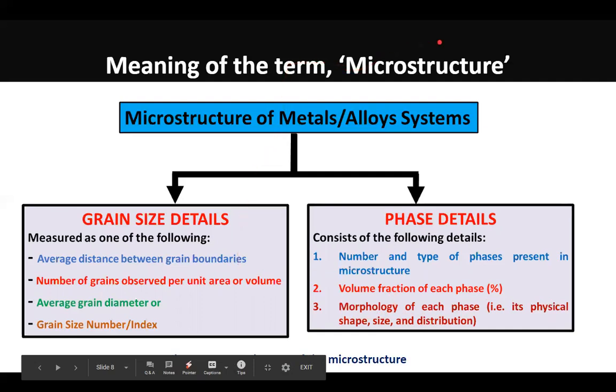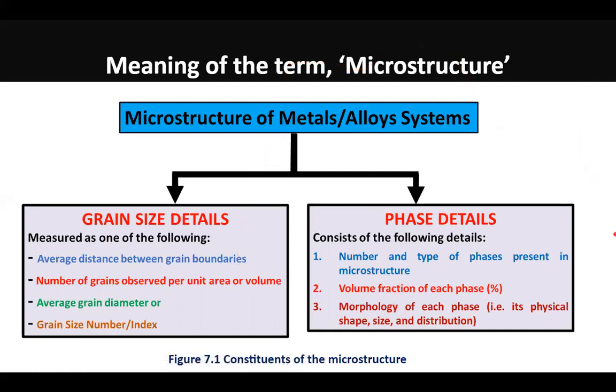That is what makes up the microstructure of a material. So the heading: constituents of the microstructure. There are two main constituents. You have to see what is the grain size, and you can also quantify it. And the other is what are the phase details.